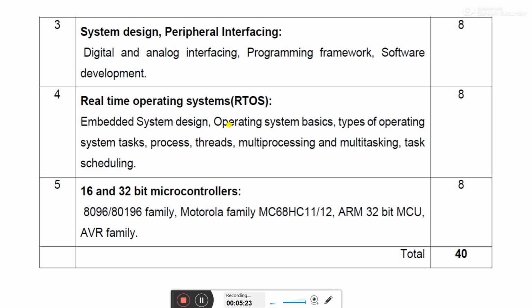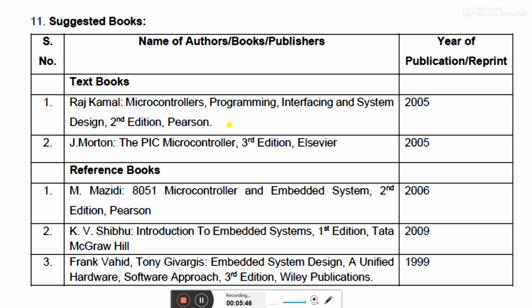We will find what the 8096 and 80196 family is, what the Motorola family is, and the ARM 32-bit microcontroller and AVR family. Definitely we are not going into the details of these microcontrollers; we are just going into an introduction of them. After learning this syllabus, you will know how we can design an embedded system and advanced embedded system design.